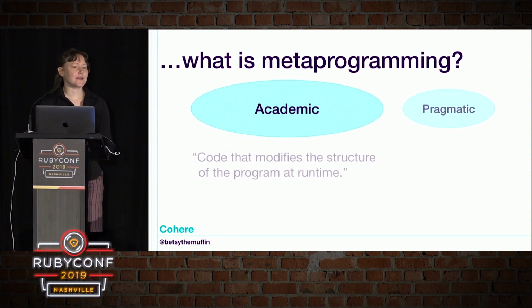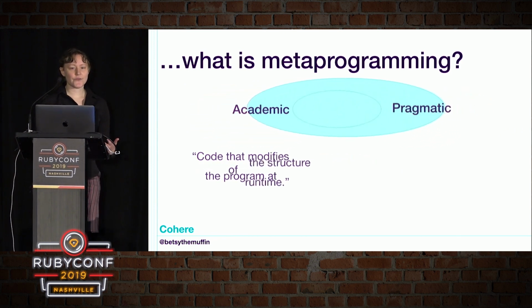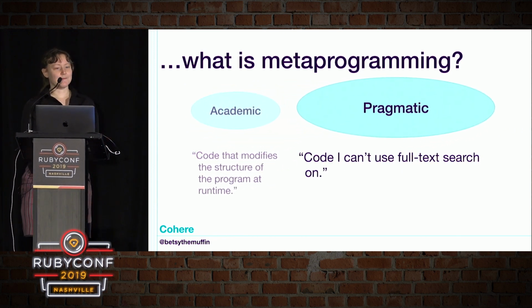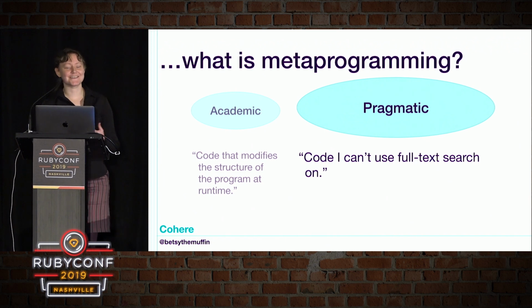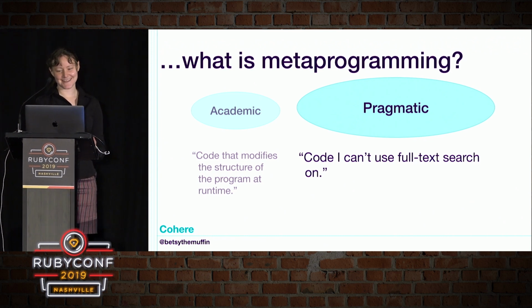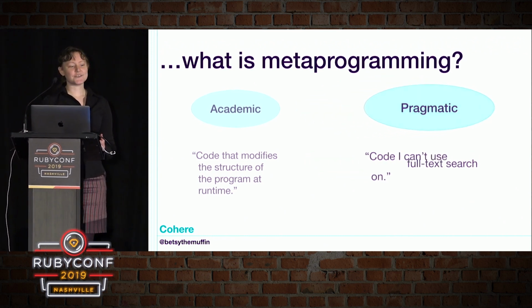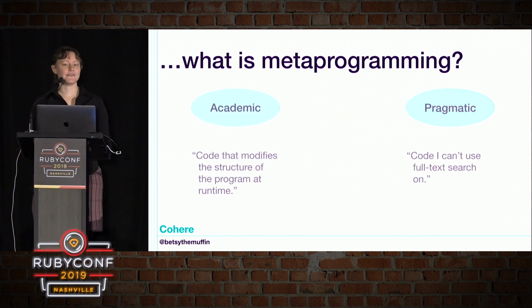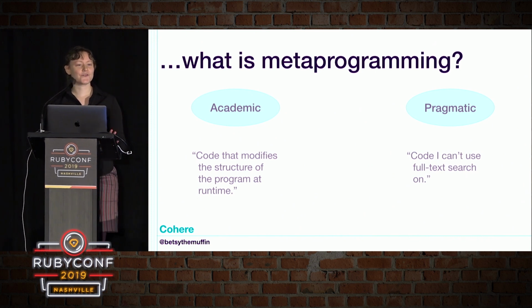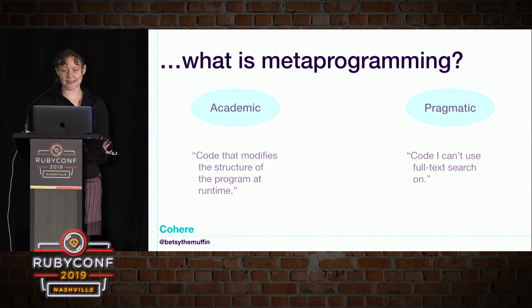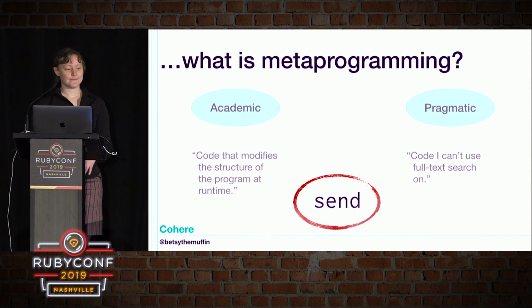One of the common academic definitions is code that modifies the structure of the program at runtime. And according to some extensive Twitter research on my part, the most common pragmatic definition is code I can't analyze using full text search. What's interesting to me is the way that these definitions conflict. There's a hole you can drive a Mack truck through, and that hole is the existence of send.